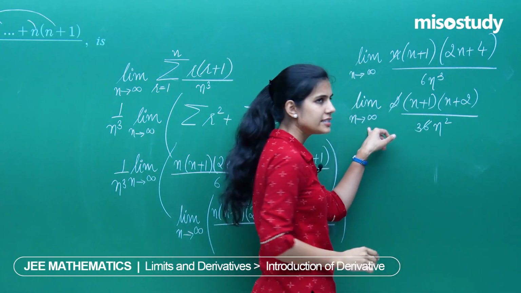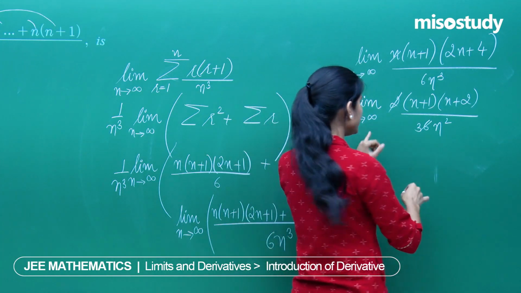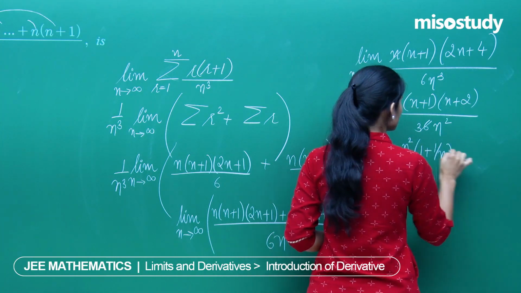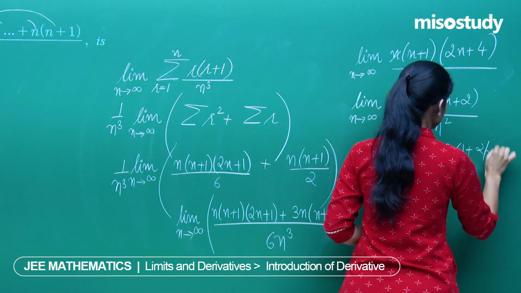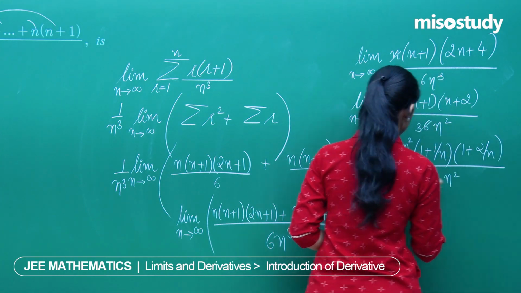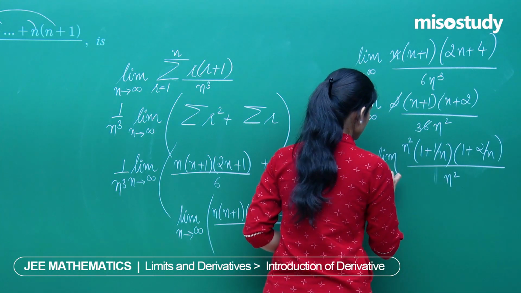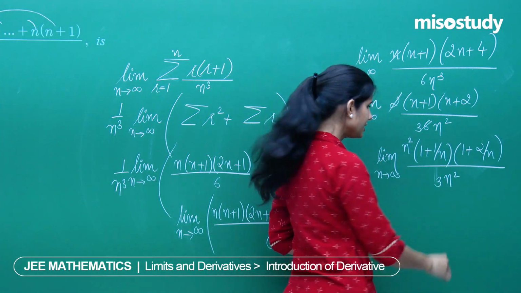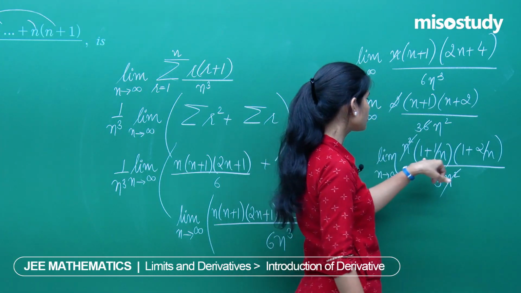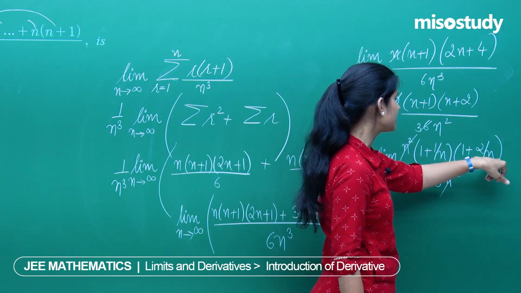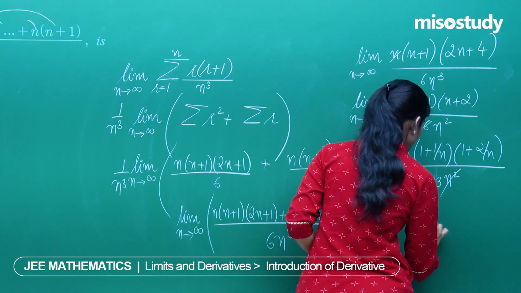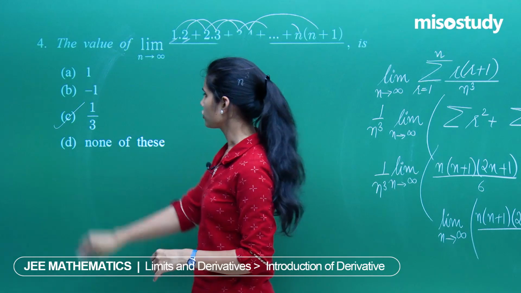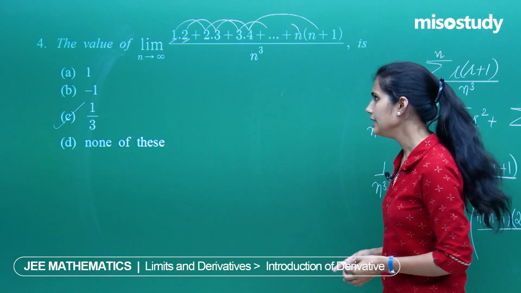From here again, because n is tending to infinity, I would want it to come in the denominator. n comes out common, I get 1 plus 1 by n. Another n comes out common, I get 1 plus 2 by n whole upon n square, 3n square. Right? This gets cancelled out, as n tends to infinity, this tends to 0, this tends to 0. So, you get 1 by 3 as your final answer, and that is your correct option. That is how you compute this limit.